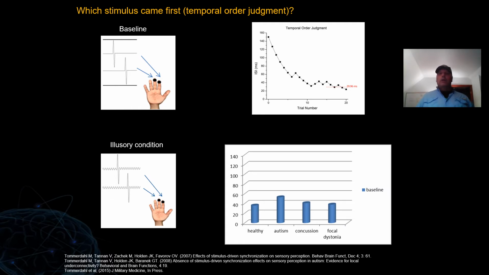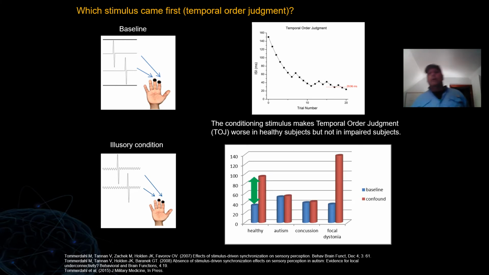What's more interesting is if you actually deliver an illusory conditioning stimulus. We give a little bitty vibration on your fingertips, and all it does is make your fingers feel like they're the same, because you deliver the exact same stimulus to those fingers. Then we do the TOJ test, and look what happens. All those scores get worse in the normal condition. Now, in things like autism and concussion, they don't get worse, and that's kind of interesting.